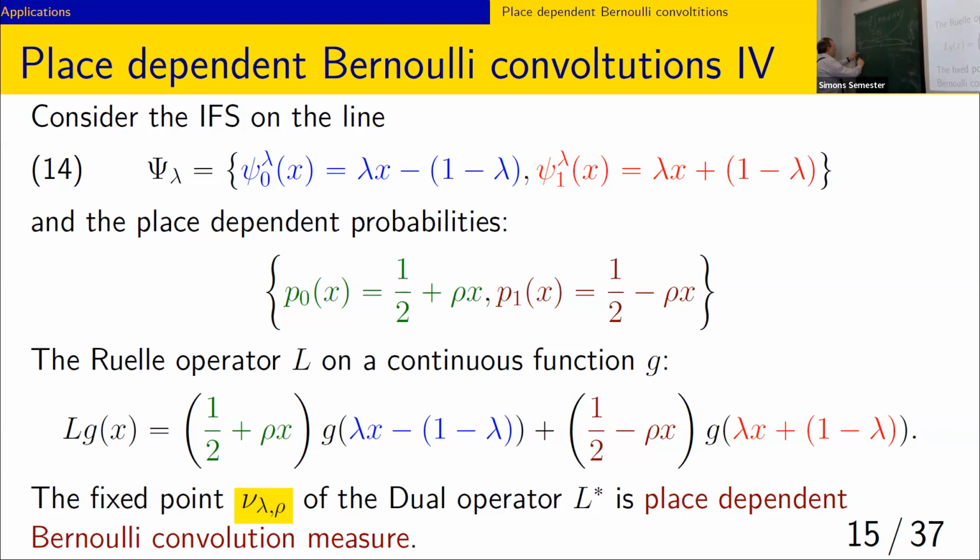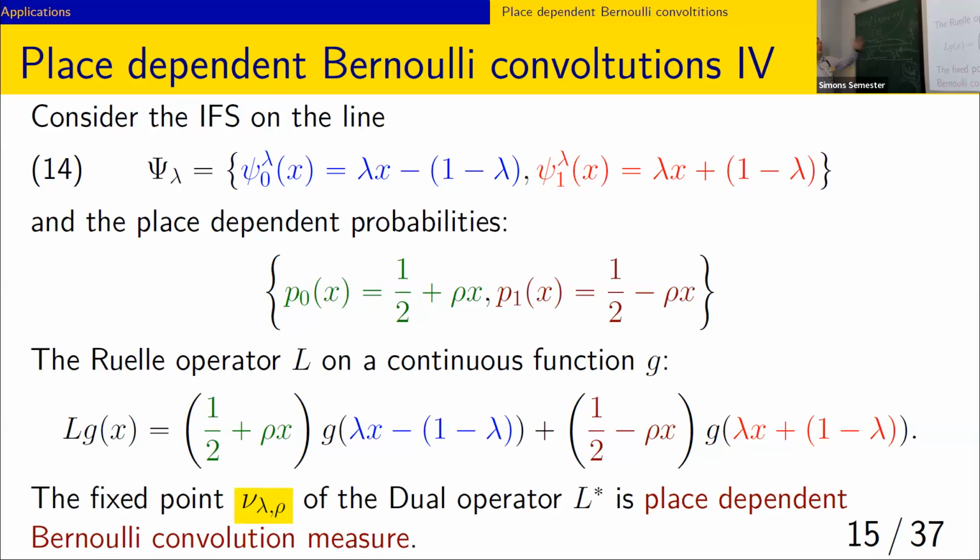Now, what you do with this is that you define an iterated function system which consists of two functions. One of them is psi zero lambda. It sends this big interval onto this interval. And the other one is psi one lambda, which sends the big interval onto this interval. When lambda is big enough, if lambda is bigger than 1/2, and that is the only interesting question, then these two intervals intersect each other.